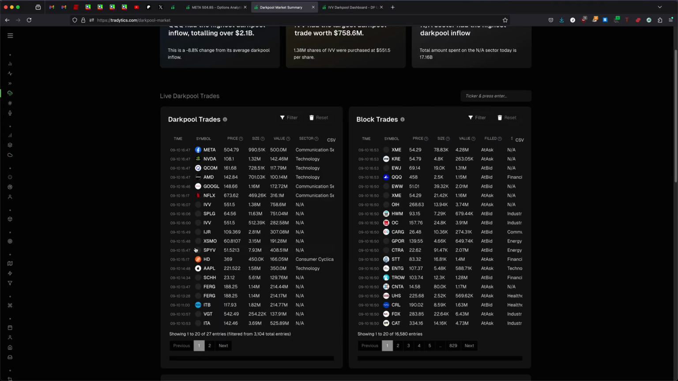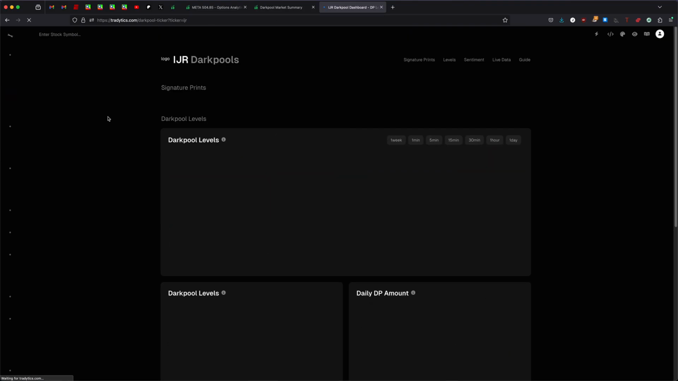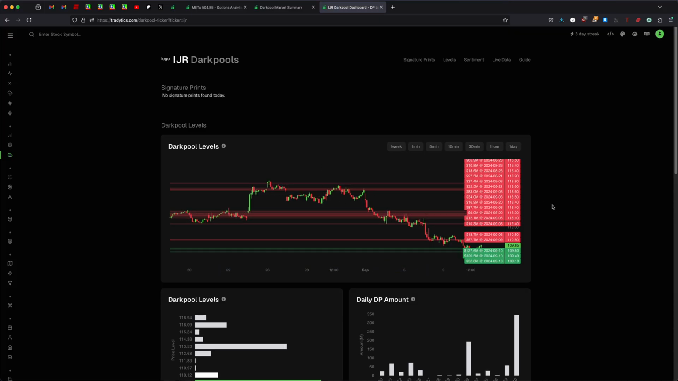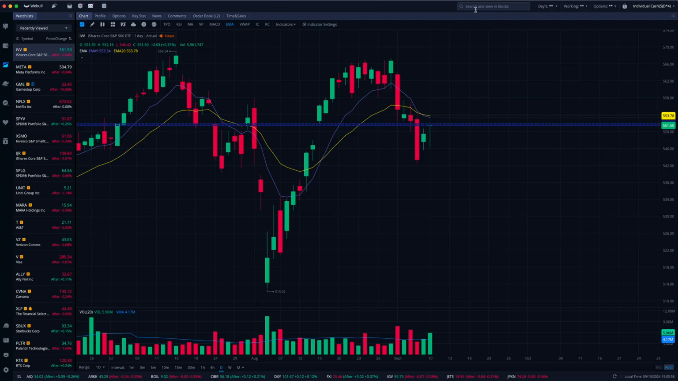We'll do one more example. IJR, that's small caps. Let's look at IJR. Here's a group of prints today, 3 of them. The biggest one, 320, is 4 or 5 times bigger than all these prints up here. And then there's another one for 100 and then for 50, all right around the same spot.